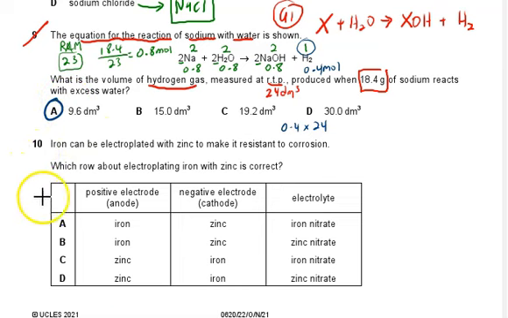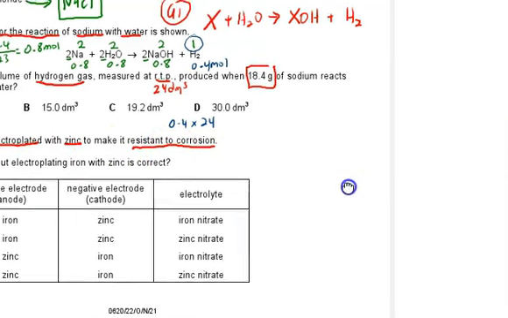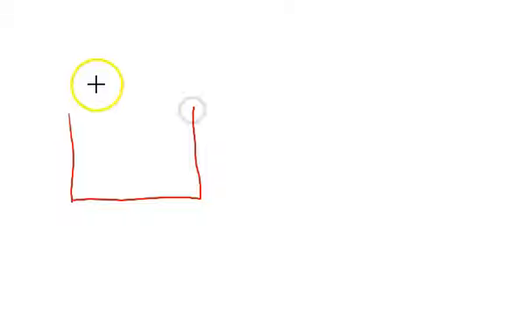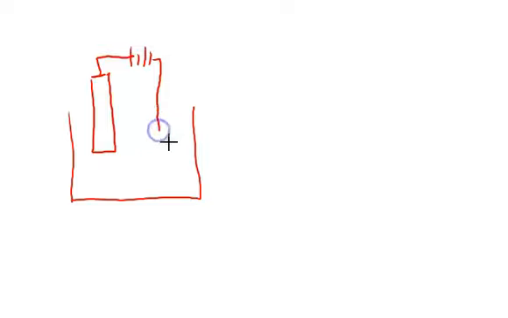Okay, number 10. Iron can be electroplated with zinc to make it resistant to corrosion. So this is the electrolysis chapter. Always remember, for electroplating, let me explain to you here. This is the object, so whatever object you want to plate, let's say, for example, a key. Let's say you are going to plate this with zinc.